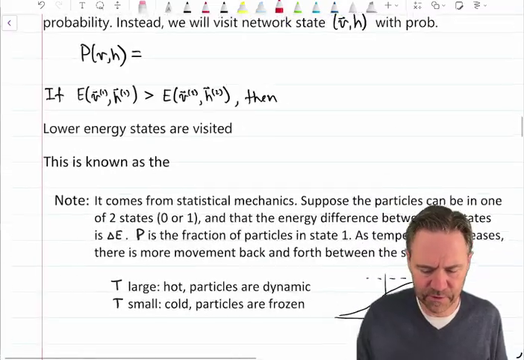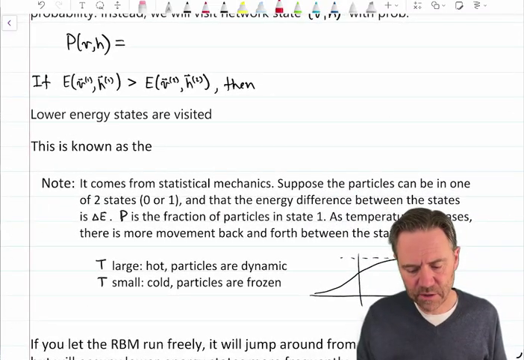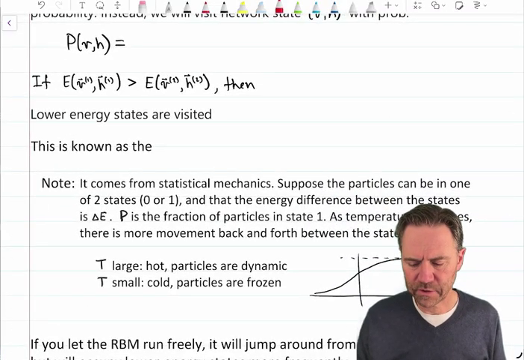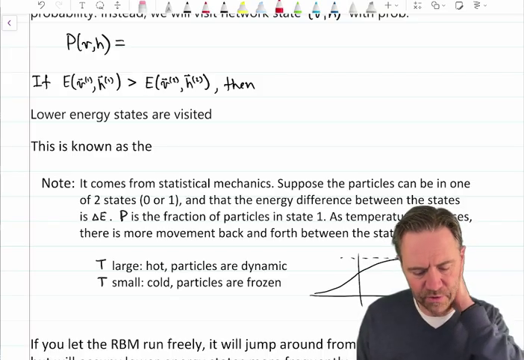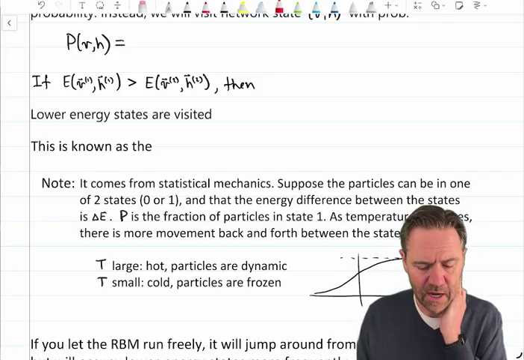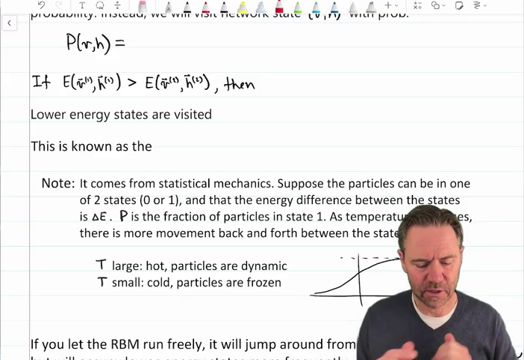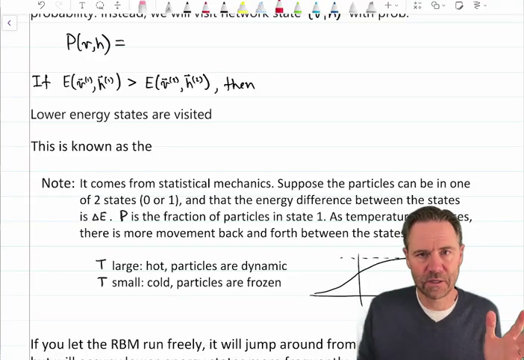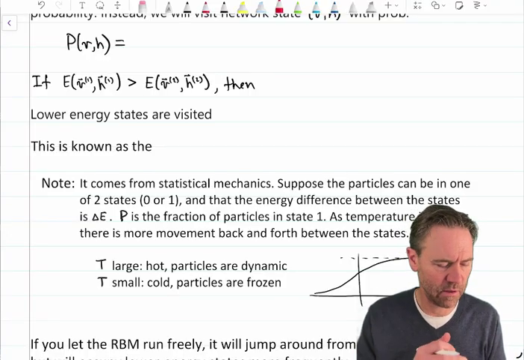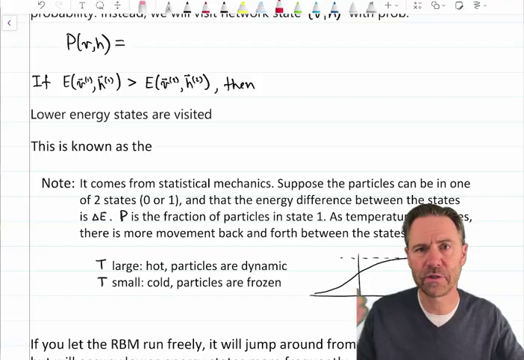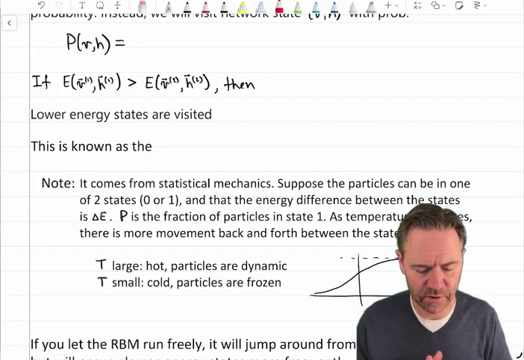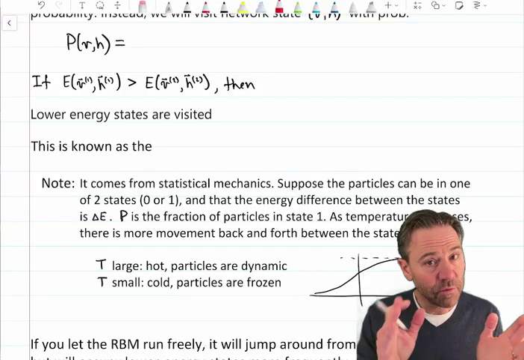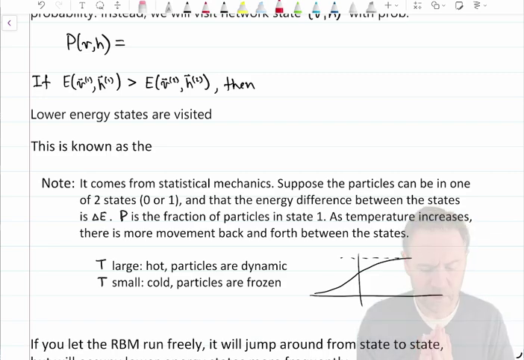So this comes from physics. It comes from statistical mechanics. Suppose that particles can be in one of two states, 0 or 1, and that the energy difference between the states is delta E. This is a very physical concept. When a particle changes its state, it incurs an energy cost. But they influence each other. So P is the fraction of particles in state 1.